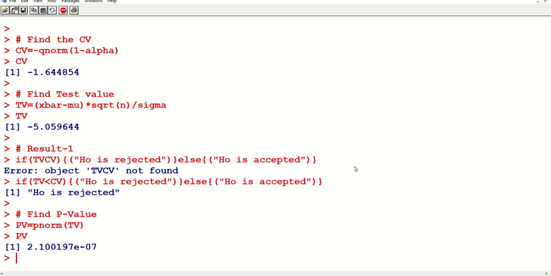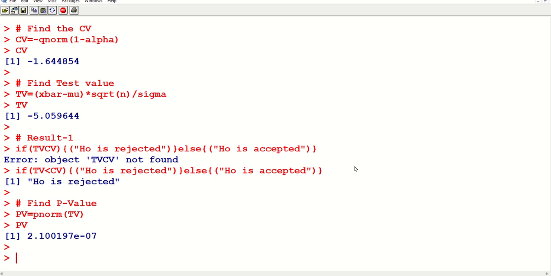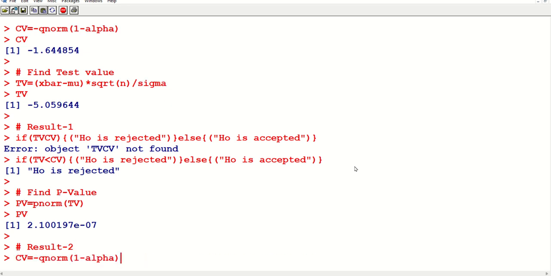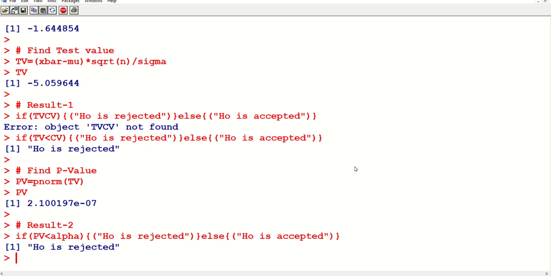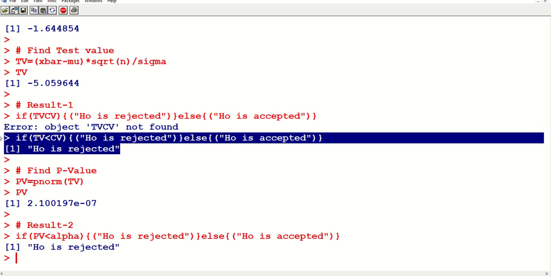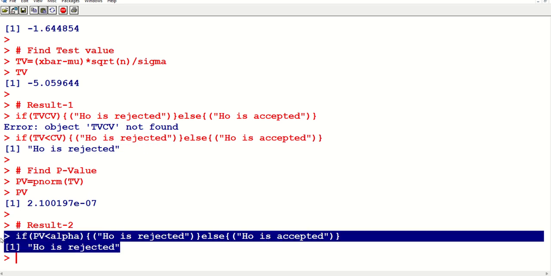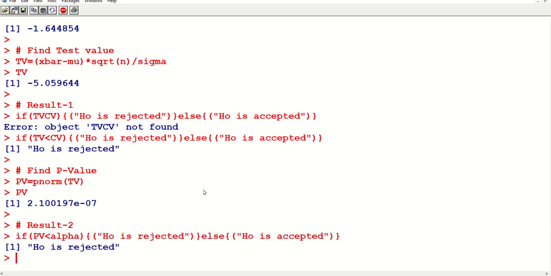This value is very small, so definitely the answer will be rejected, but we will write the conclusion using this. If the P value is less than alpha, H naught is rejected. So you can see, if we compare test value with critical value, it is rejected, and if we compare P value with alpha, it is also rejected.